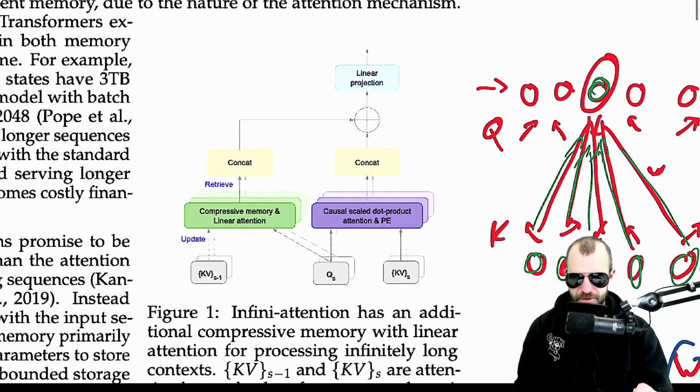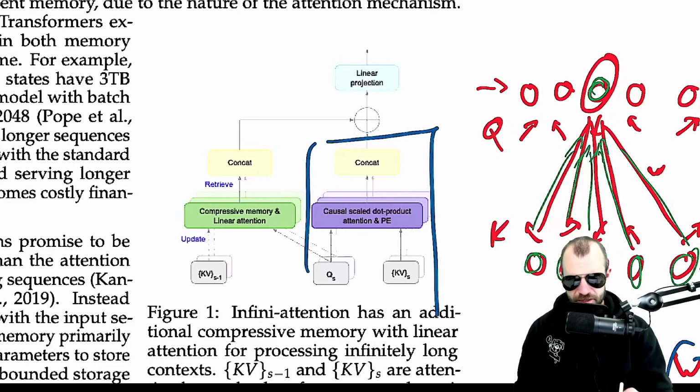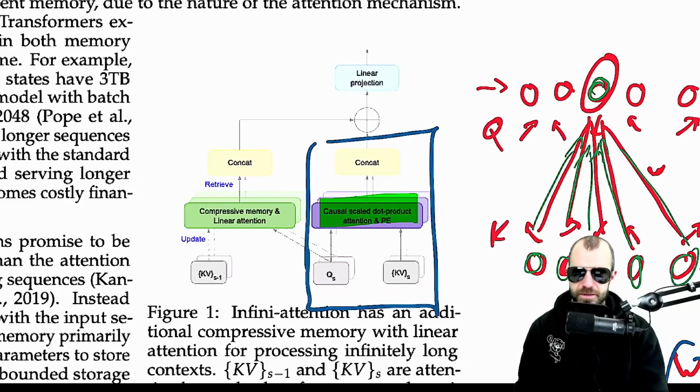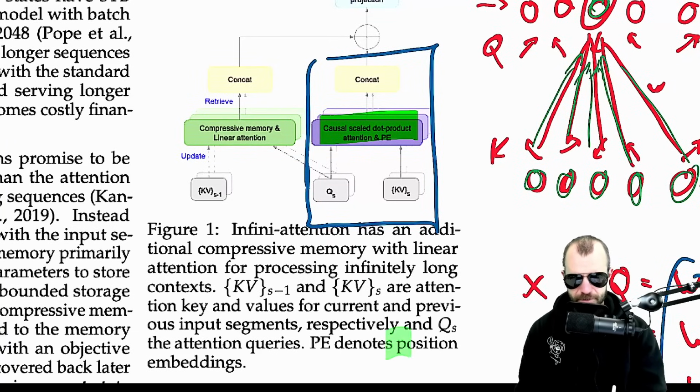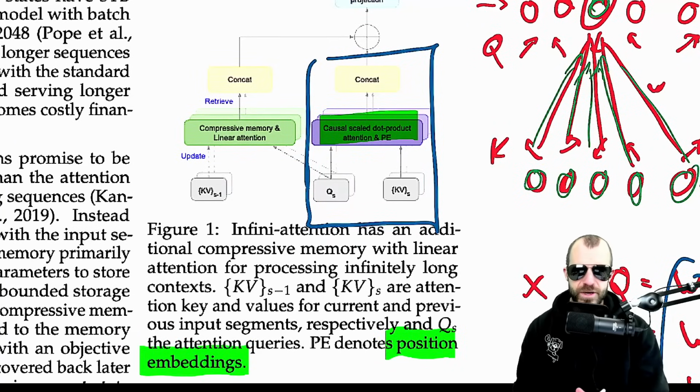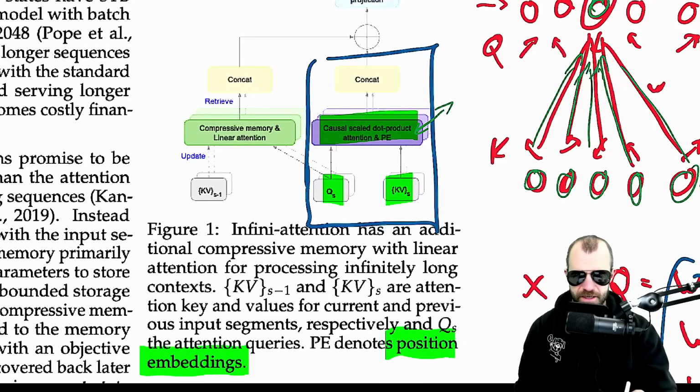This is the core of their attention. Like Transformer XL, their attention mechanism consists of 2 parts. One part does really regular attention. If you cannot read this too well, it says causal scaled dot product attention and PE. Not sure what. Position embeddings. Okay, so this is regular old attention. You have your queries and your keys and your values, and these go in here. Now, this is also multi-head attention. If you don't know what that is, I think it's discussed in my video on Attention Is All You Need.